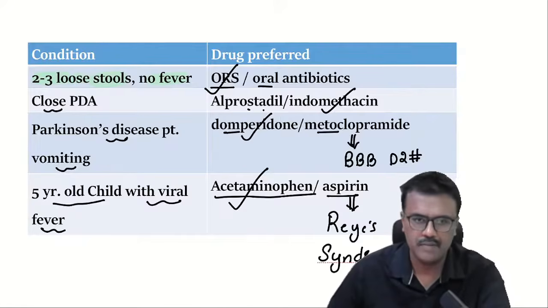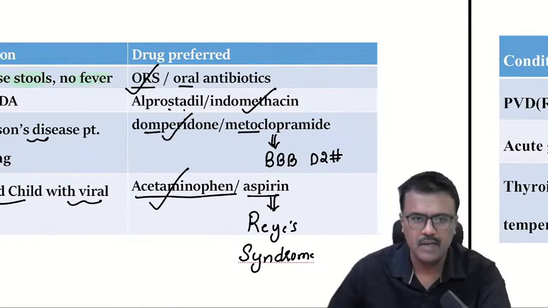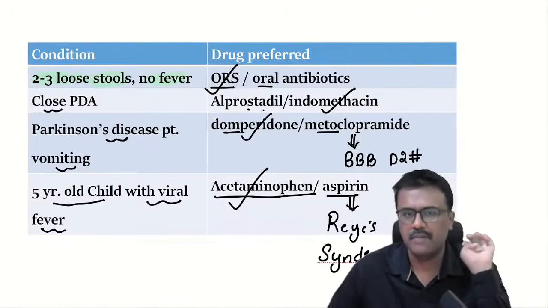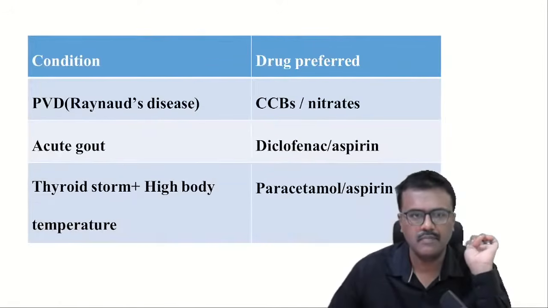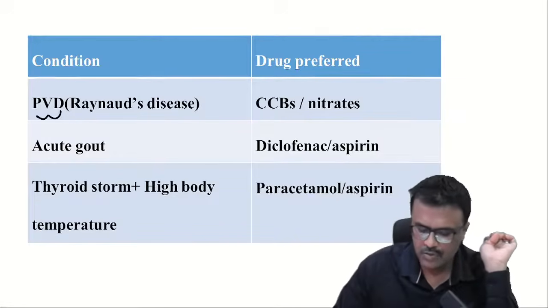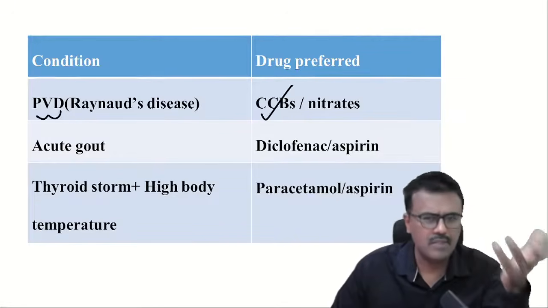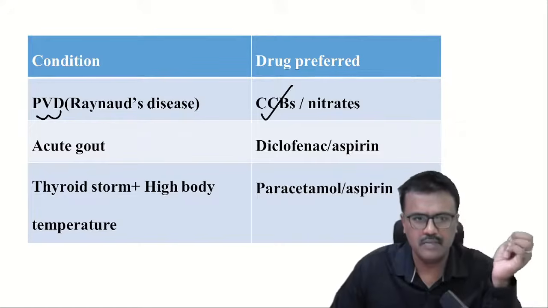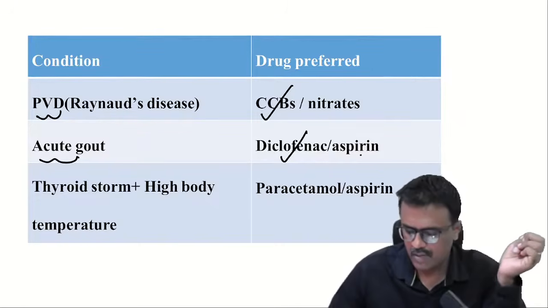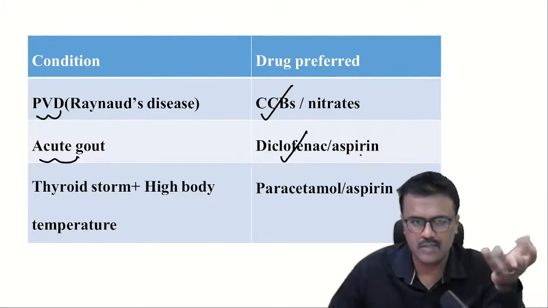Very, very important. Reye's syndrome. What happens in Reye's syndrome? There is damage to the brain, damage to the liver. Again, peripheral vascular disease, the drug of choice are CCBs. You can also give nitrate, but preferred is CCB. Acute gout, I will prefer diclofenac. I don't give aspirin. You know the reason for that.